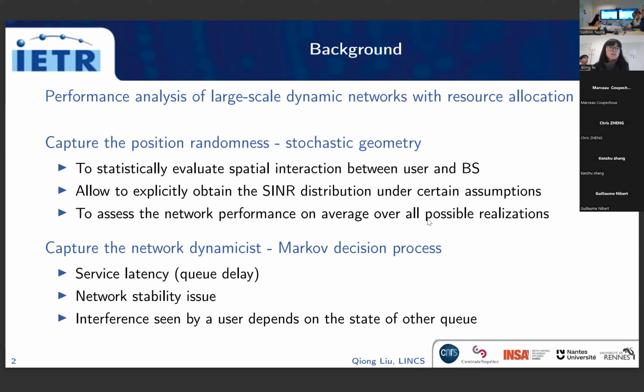On the other hand, in order to capture the network dynamics, we introduce a Markov decision process, which allows us to evaluate the service latency, the queue delay, and the network stability issues. The difficulty here is the interference seen by a user will depend on the state of all queues in the network.